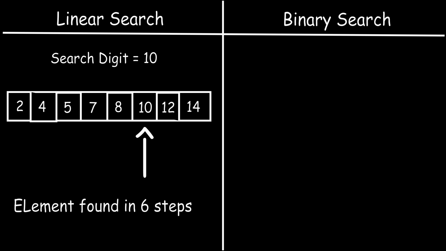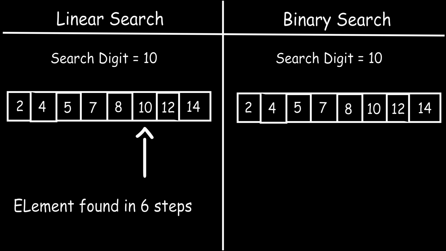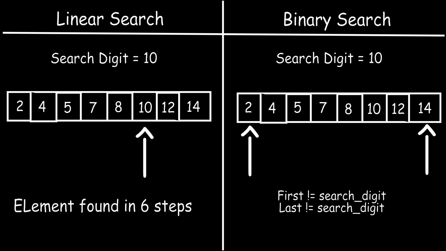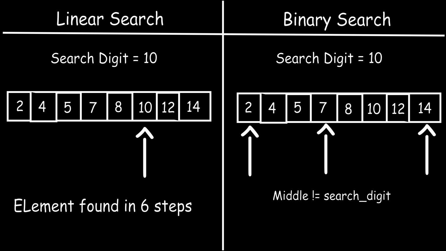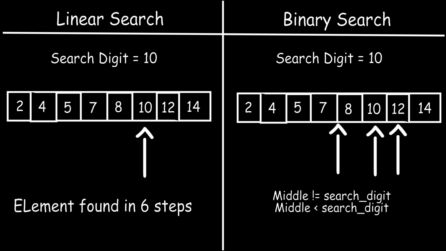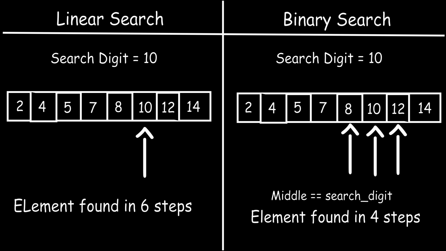What is binary search? We have the same array of 8 digits. The binary search algorithm would start by comparing with the first and the last digit of the array, and if it was not a match, it would navigate to the middle digit of the array. Here it checks whether it was a match. If not, it checks whether the search digit is less than or greater than the middle digit. If the search digit is less than the middle digit, the algorithm would navigate to the middle digit of the lesser half, and the process continues until the search digit is found.